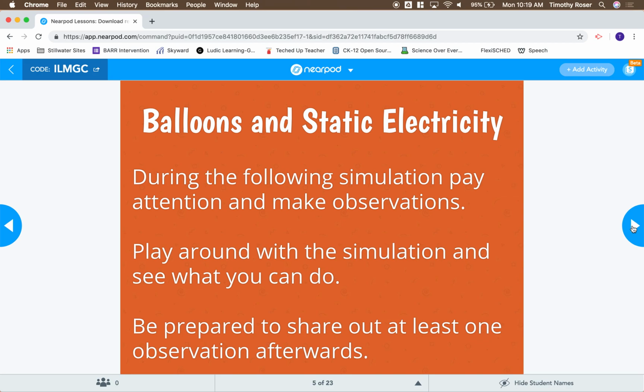So, we are going to be looking at some simulations on PhET going forward, and during the following simulation, please pay attention and make observations. I want you to play around with the simulation and see what you can do, and then I want you to be prepared to share out at least one observation afterwards.